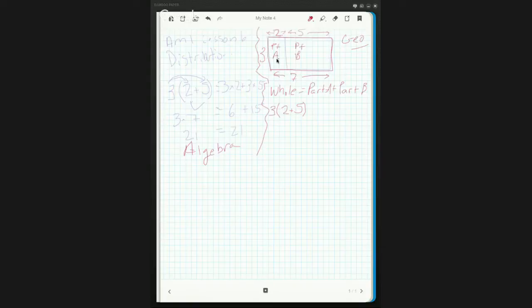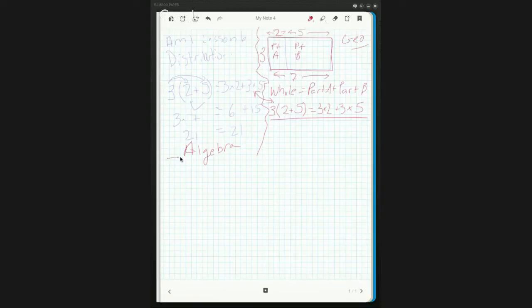Because that's the definition of area. Now, let's look at part A. What is the area of part A? It's the width, 3, times its length, 2. And the area of part B is 3 times 5. And hence we've proved geometrically the property of distribution.